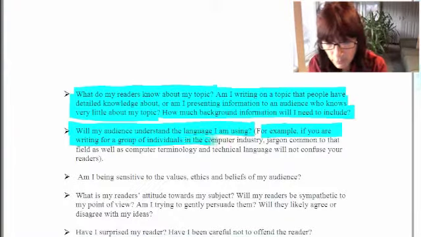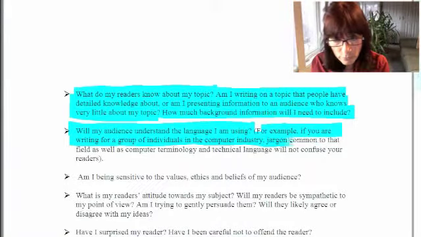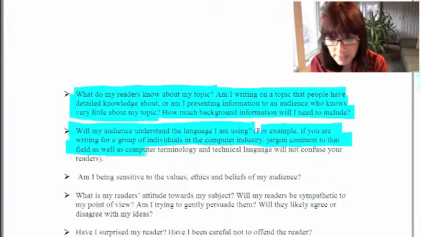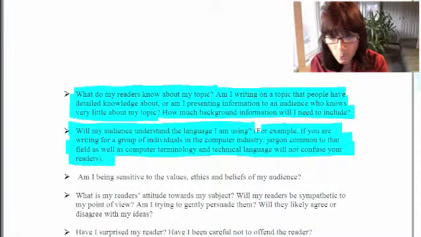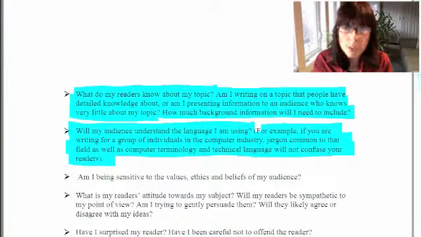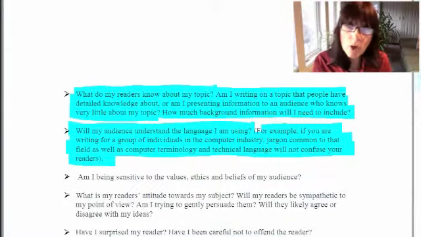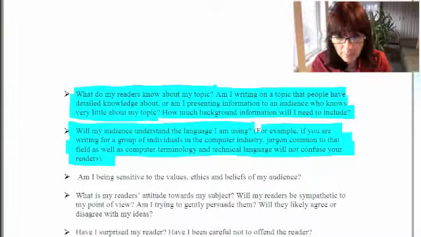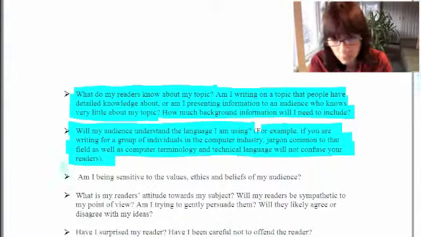For example, if you're writing for a group of individuals who are, say, in the computer industry, the language that you use, which is called the jargon that's common to that field, as well as computer terminology and technical language, will not confuse your readers. So if you were writing something about the computer industry to people in your line of work, in your industry, you can use certain computer terminology and more technical language and jargon because your audience would understand that. But if they weren't in your industry, you'd have to be careful of the kind of language you use because you don't want to lose your audience.